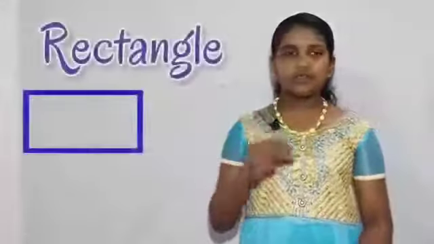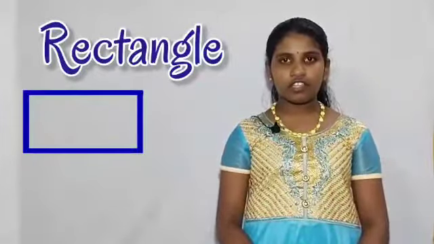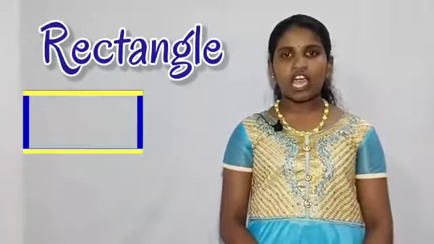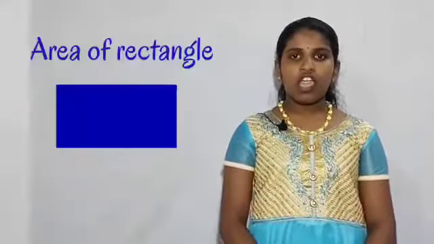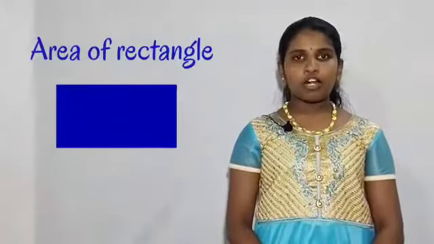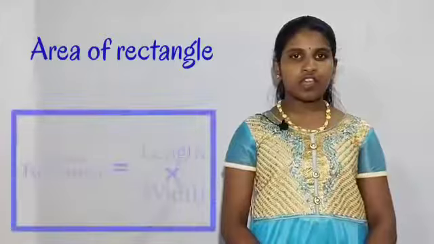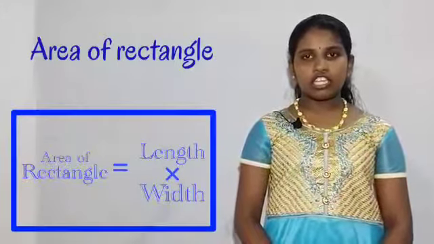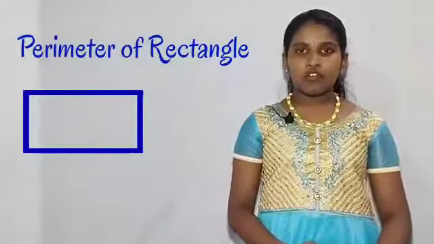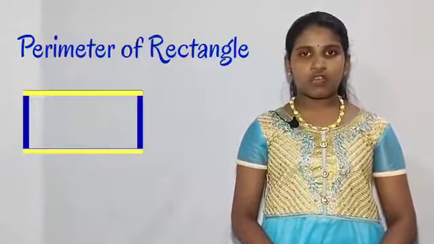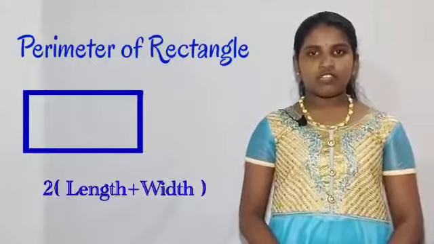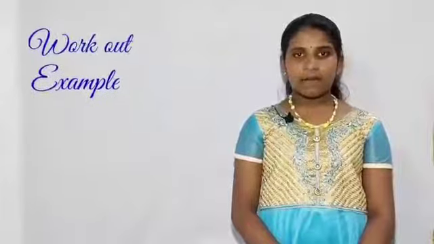Next is rectangle. A rectangle is a quadrilateral with 4 right angles. It has 2 equal lengths and 2 equal widths. Area of rectangle: the area of a rectangle is equal to the product of length and width. Area is equal to length into width. Perimeter of rectangle: the perimeter of a rectangle is twice the width plus twice the length, that is also 2 into length plus width.